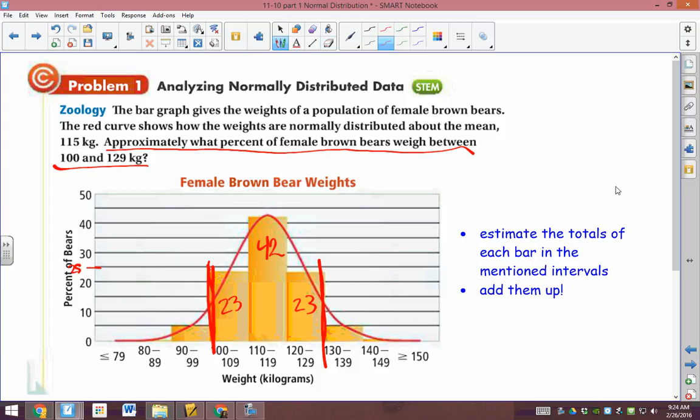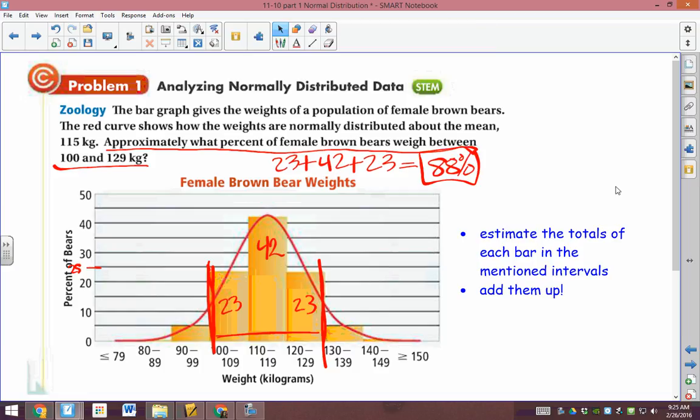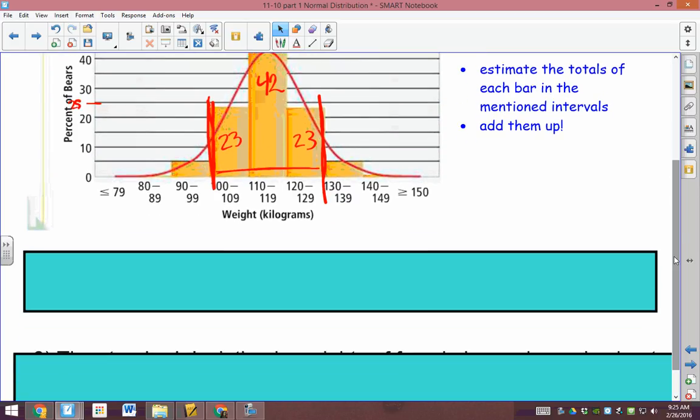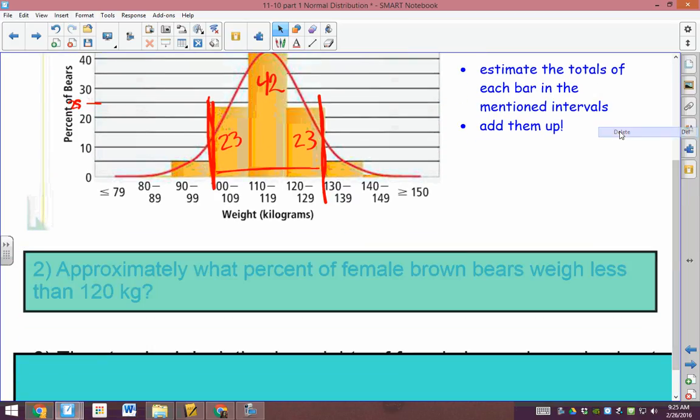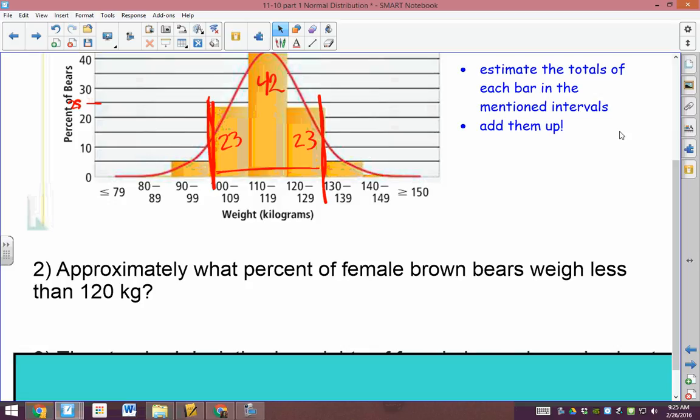So if we want to know what percent, all we're going to do is add up those intervals here. So if we add 23% and 42% and 23%, what do we get? 88. So 88% of female brown bears weigh between 100 and 129 kilograms. So that's a pretty normal weight. That's why it's a normal distribution. Oh, that makes sense.